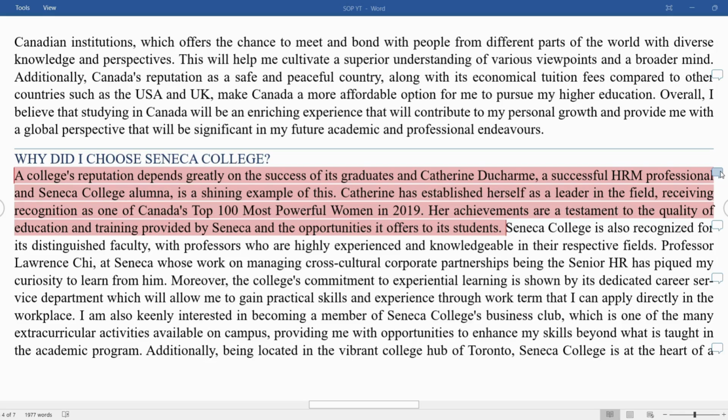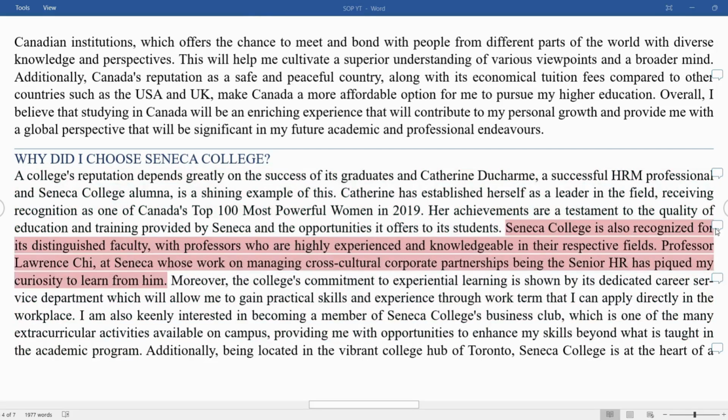Then moving forward, I wrote about why I chose Seneca. First, I wrote about the successful alumni of Seneca College, especially from my program. So I was doing human resource management, and from my program, I found Catherine was doing quite well. So I researched a little bit about it and took her point and just put it here that I have an alumni in my college who is doing really well, and I think that if I go there, I can achieve great heights. So this is how you say that I chose this college not because I got offered a seat there, it's because I really want to be there.